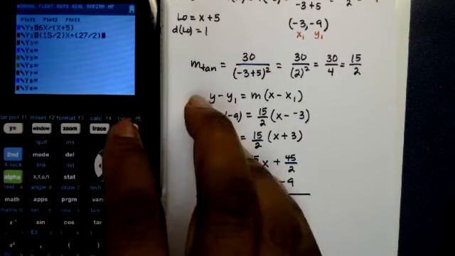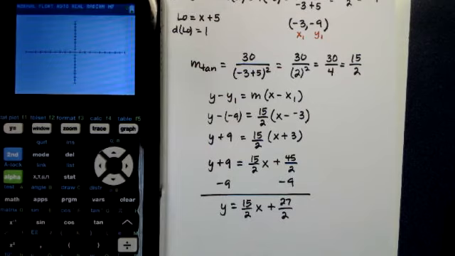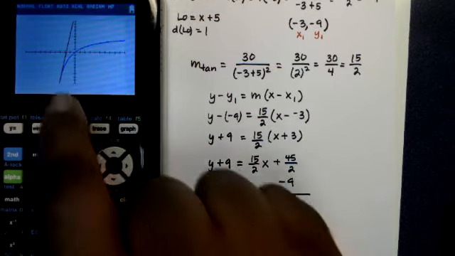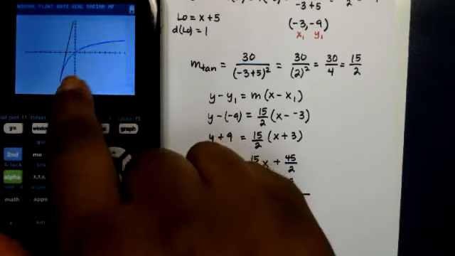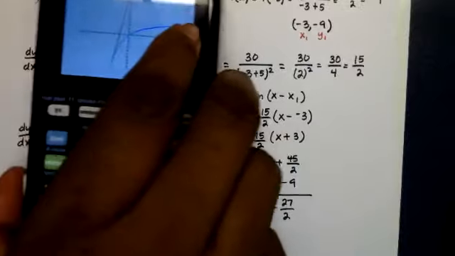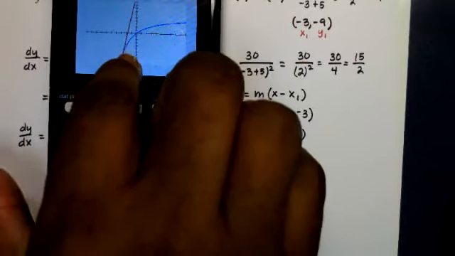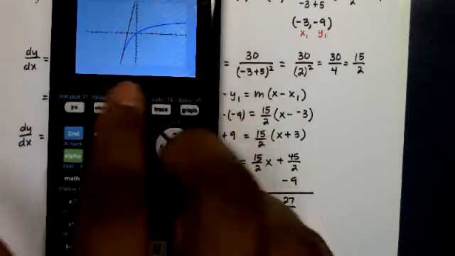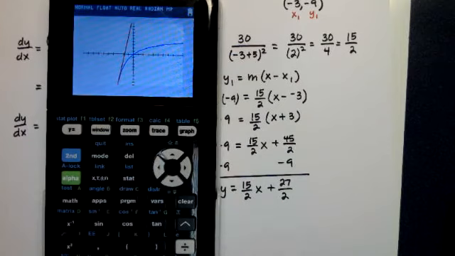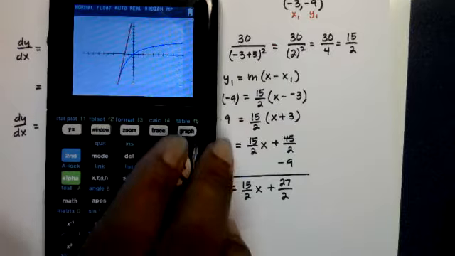Let's see if I can press graph here and see what happens. There's the graph of the original function, y, and this red line is the graph of the tangent line, y equals 15/2 x plus 27/2. Okay.